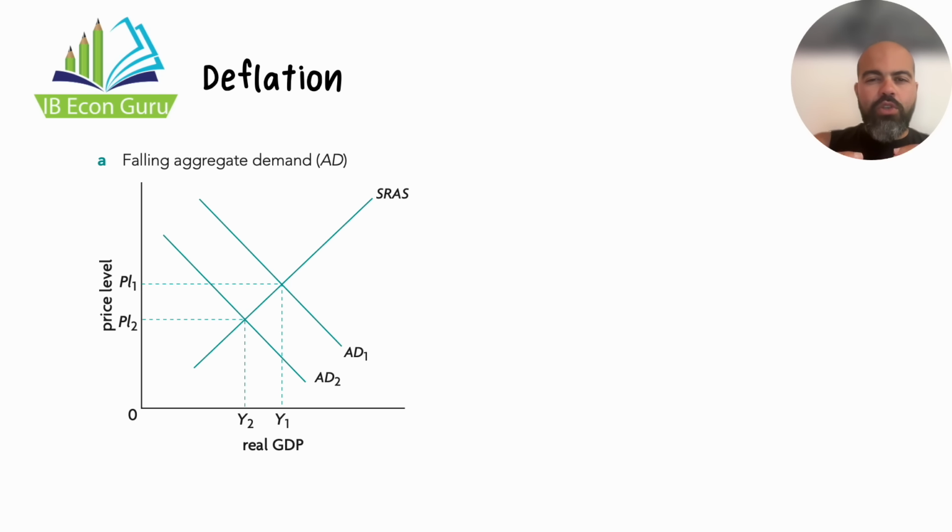So we need to distinguish between two types of deflation: "bad" deflation and "good" deflation. I have the word bad between quotation marks because that's not actually a term in the IB economics syllabus. This is just a type of deflation that can be bad news for an economy. Notice I'm saying it can be bad news for an economy if the economy gets stuck in a deflationary spiral.